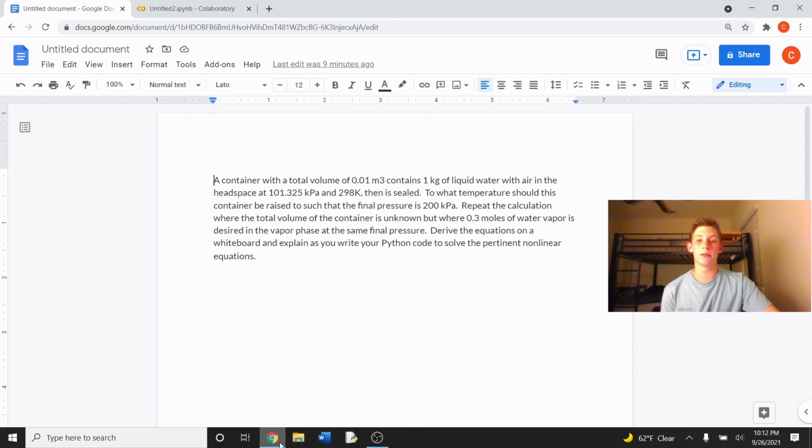So here we have a two-part problem. We have a container with a volume of 0.01 meters cubed, and it has 1 kilogram of liquid water and air, and the initial pressure is 101,325 pascals at 298 Kelvin as the initial temperature. It's asking for us to find the final temperature at the final pressure of 200,000 pascals.